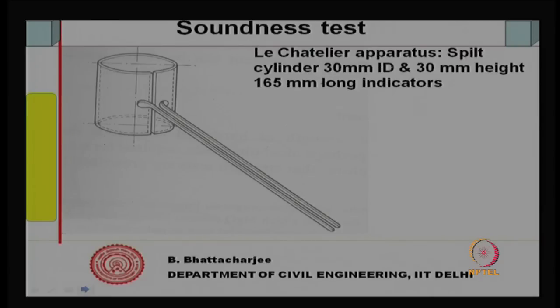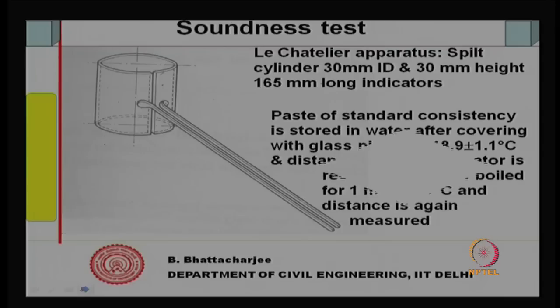This is tested using Le Chatelier's apparatus, which is nothing but a split cylinder with 30 millimeter inner diameter and 30 millimeter height, and it has 165 mm long indicators. So, it has got two indicators. You see, it is a split cylinder and there is a split here and there are two indicators here.